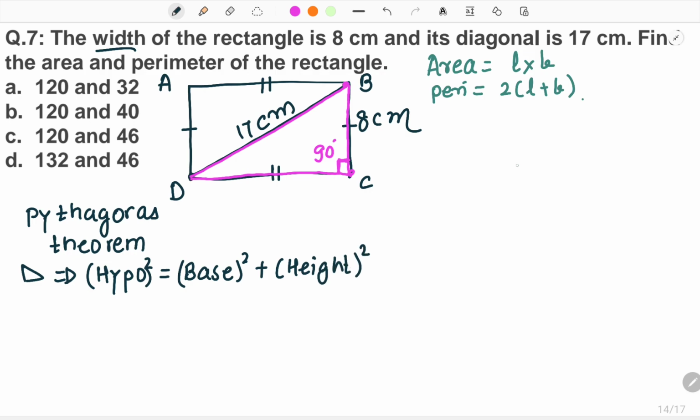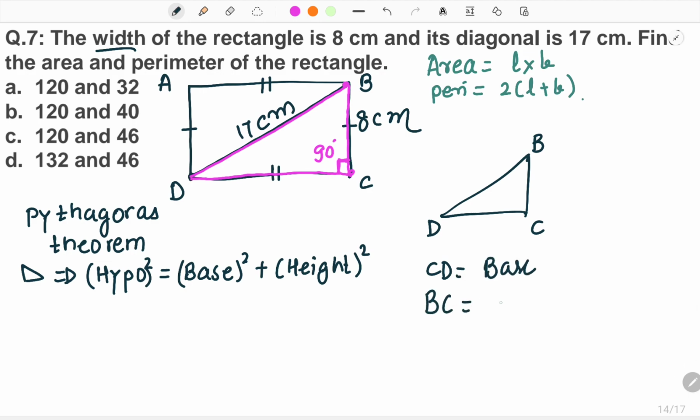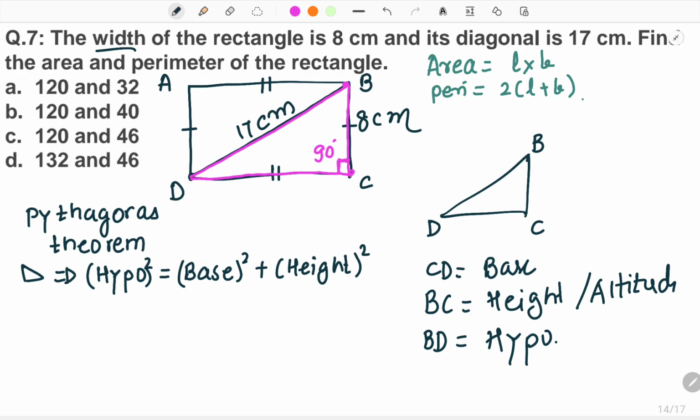Now in this triangle, I'll just simply draw here BCD. The side CD is called the base, side BC is called your height or the altitude, you can say, and the side BD is your hypotenuse. This is your hypotenuse. So hypotenuse square is equal to base square plus height square.